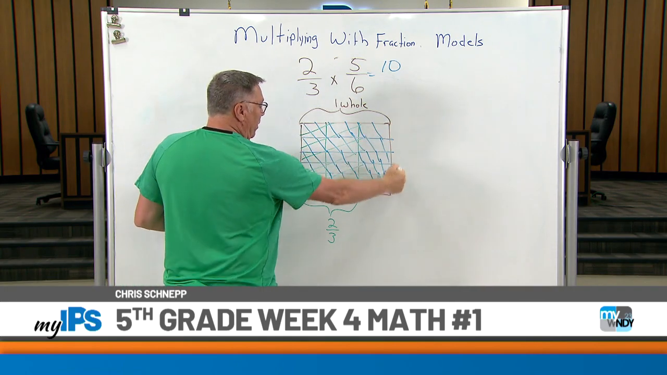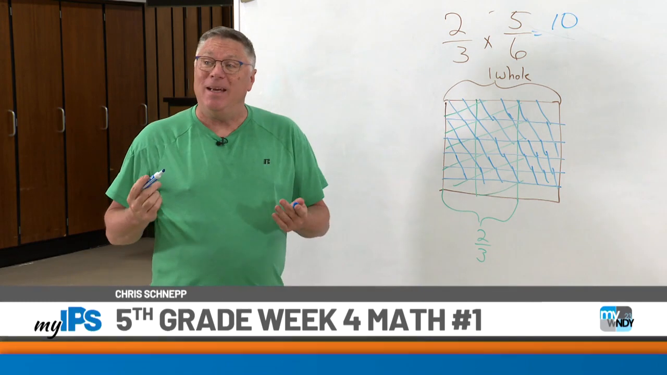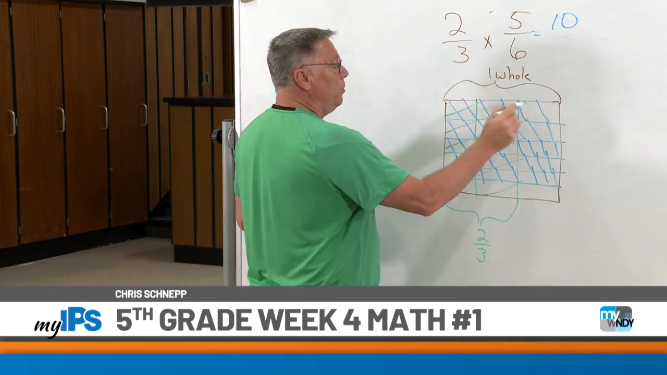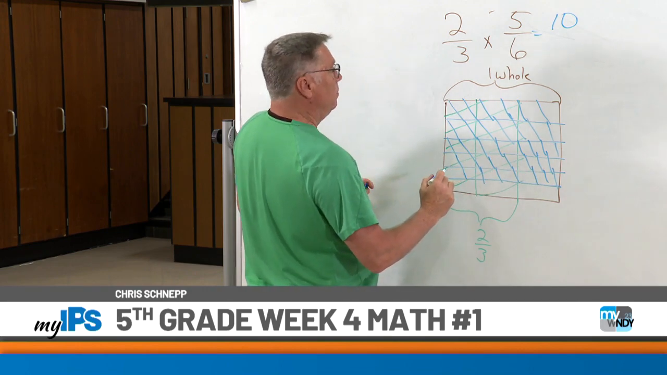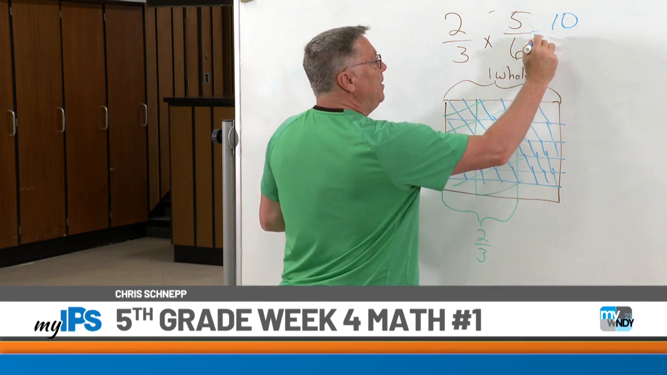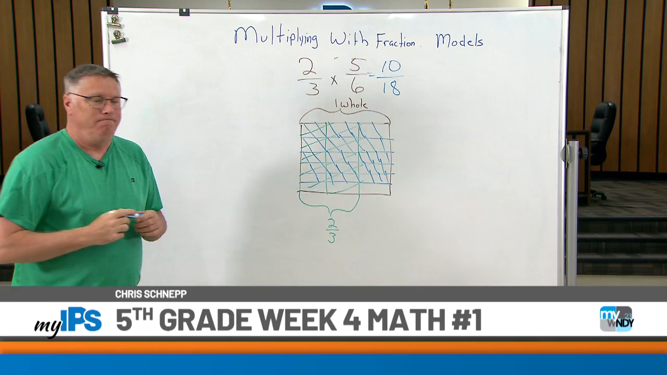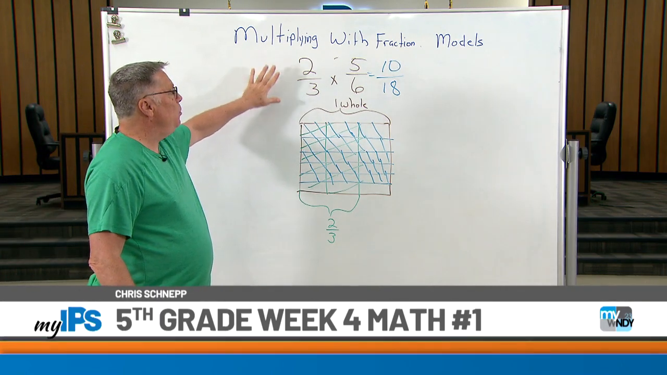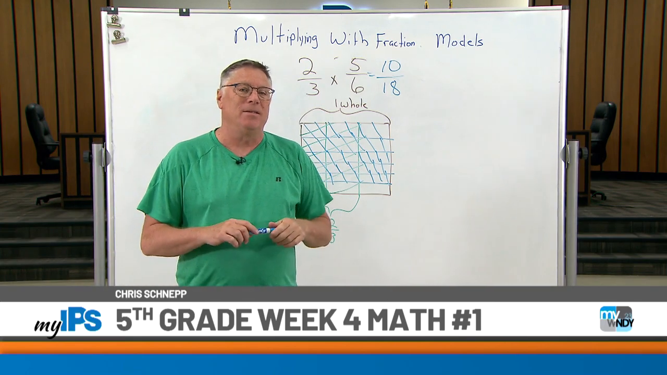As you can look over here, those are all blue, and these down here are all green. Now we need to find out how many boxes there are all together. 1, 2, 3, 4, 5, 6, 7, 8, 9, 10, 11, 12, 13, 14, 15, 16, 17, 18. So our answer is 10/18. Okay, so that is how you use fraction models to multiply fractions that are less than 1.